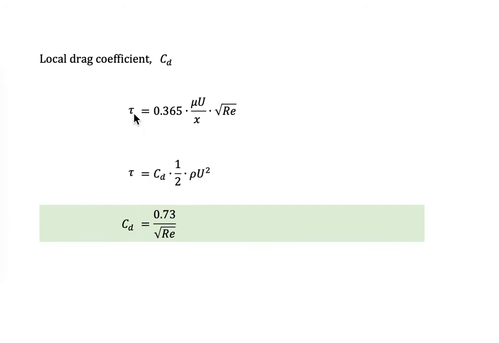So we have two equations of shear stress here. What we need to do is equalize these two values of shear stress, and then we could simplify to get the value of C d equal to 0.73 over square root of Reynolds number. Please try this at home.